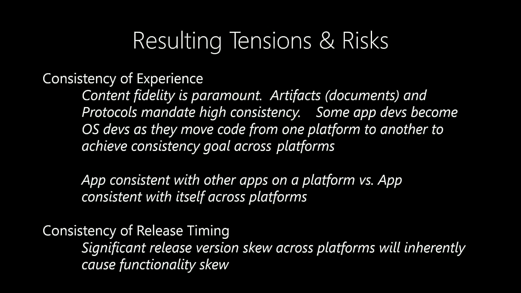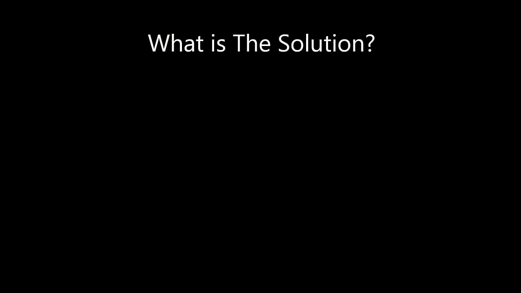And release time and velocity of innovation is very important, because if you take too long between your releases, you're always going to have functional skew, and that's just not acceptable. So what is the solution? So we are here to talk about different solutions.